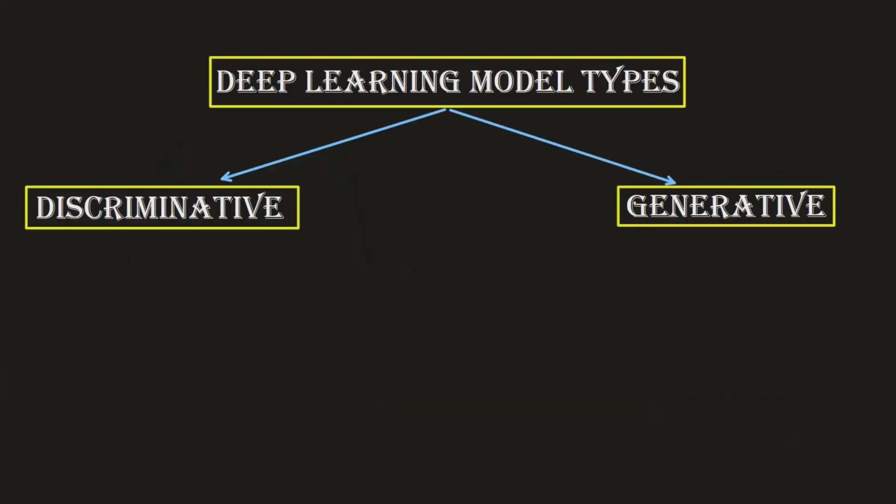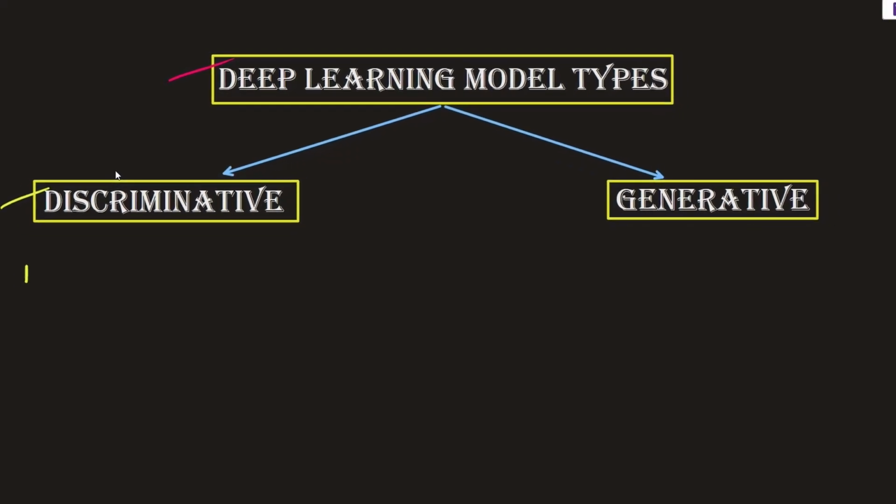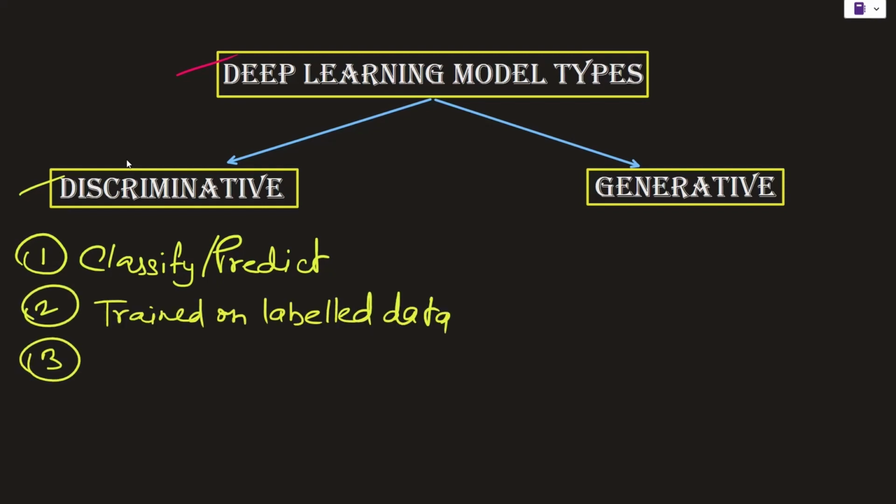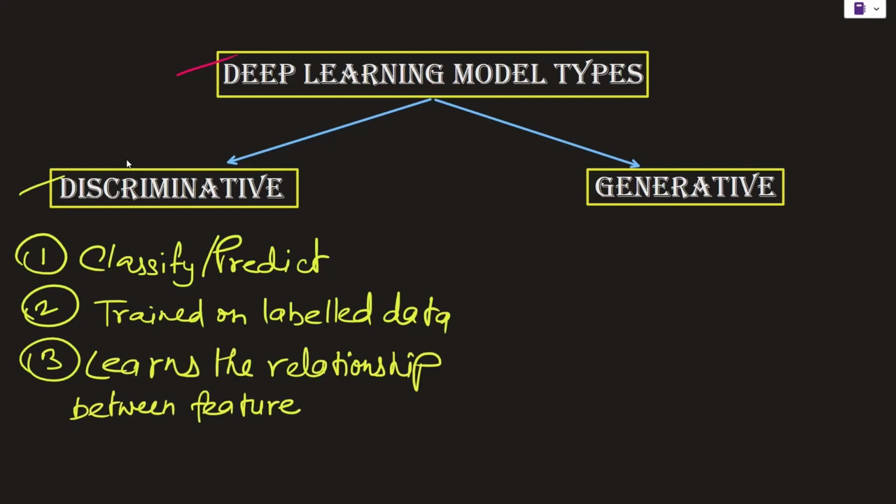And before we discuss ahead around generative AI, I want to cover this particular thing where we will try to understand different types of deep learning models. Let's first discuss discriminative models. These are the models which are mainly used to classify or predict, the very usual models that we learn initially when we are learning concepts like deep learning or machine learning. And these models are mostly trained on labeled data. As you know, these models learn the relationship between the feature and target columns.